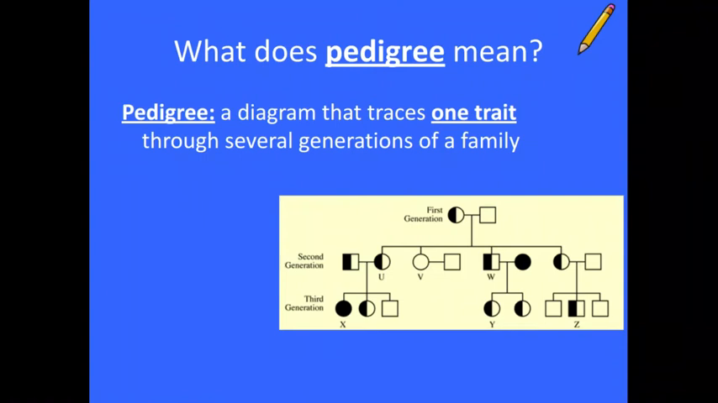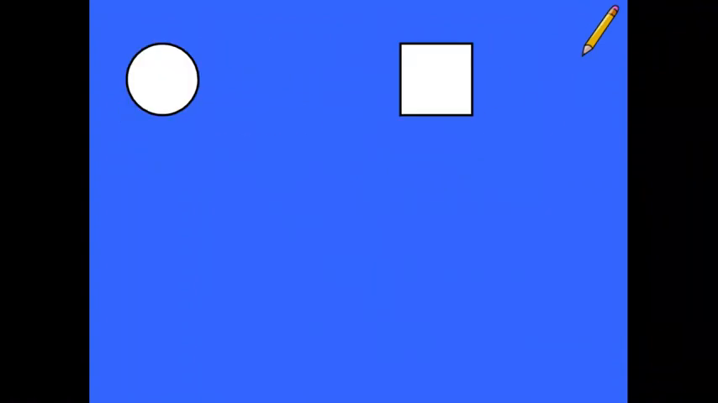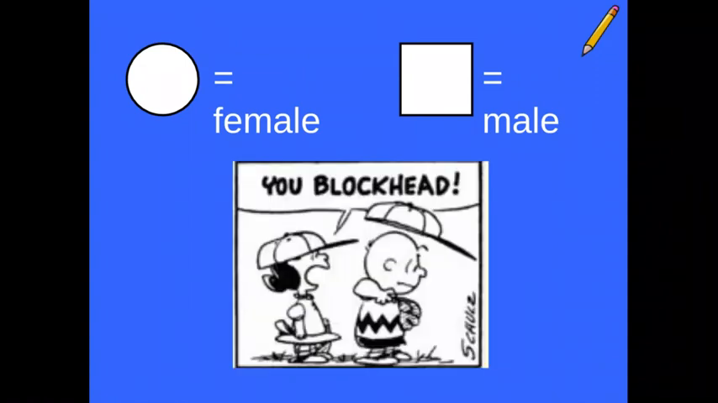But what you'll see is it filled up with squares and circles, some shaded, some half shaded. Some might have a horizontal line through it. Things like that. So we're going to take a look at what these symbols actually mean. In a pedigree, anytime you see a circle, that is represented by a female, and a square is represented by a male.